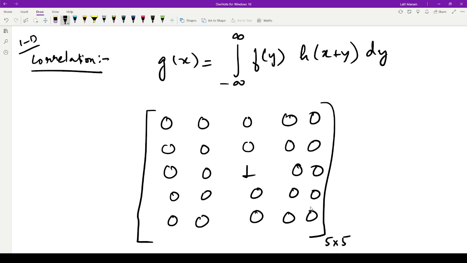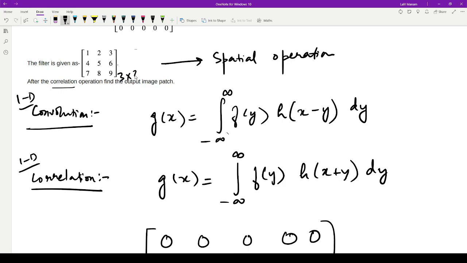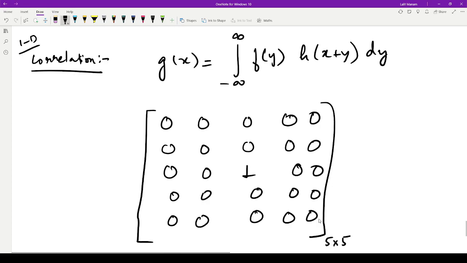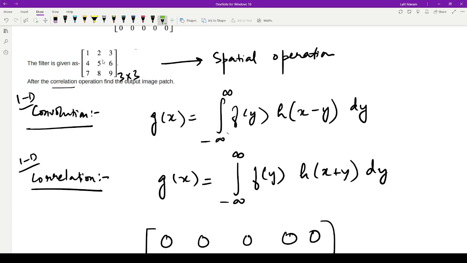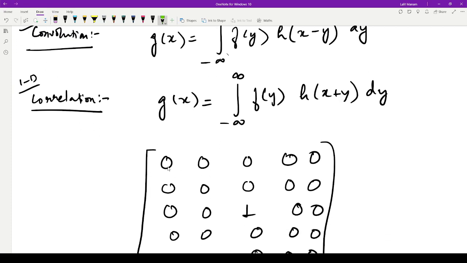This is 5 by 5, and this is 3 cross 3. So what do we do exactly? If you are able to visualize that, you can easily calculate how many padded rows and columns you want. What is it that you do with the filters? Given this center of the filter, we want to place the center of the filter on each of the pixels.